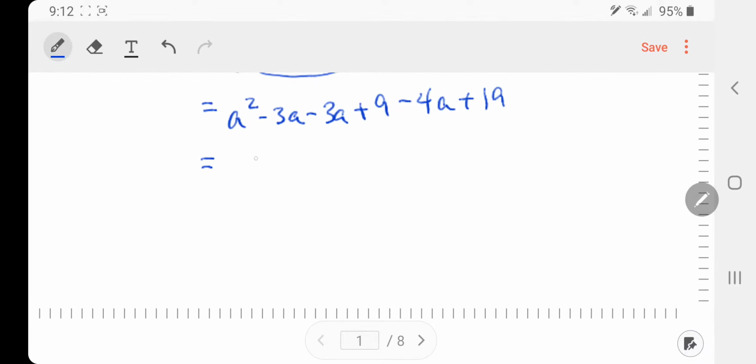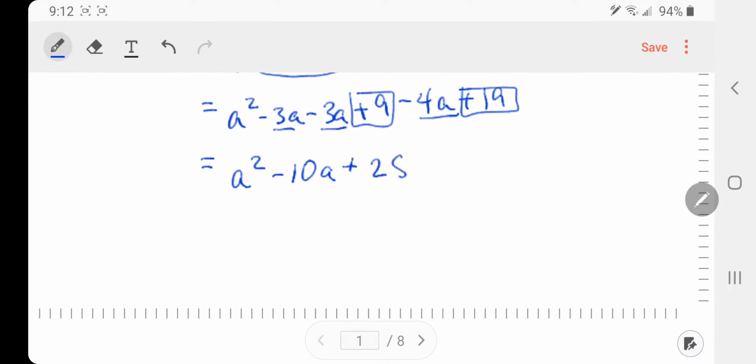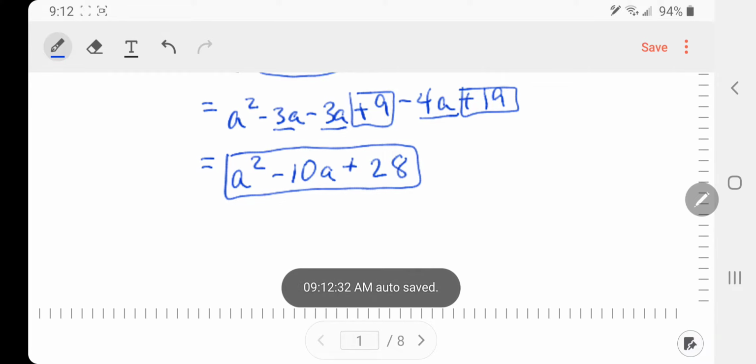All right, last step. Go through and combine like terms one more time. We've got a squared, negative 3a and negative 3a, that's negative 6a, and a negative 4a, altogether makes negative 10a. And we have a plus 9 plus 19. So that's going to give us plus 28. And that's going to be our final answer for that problem.